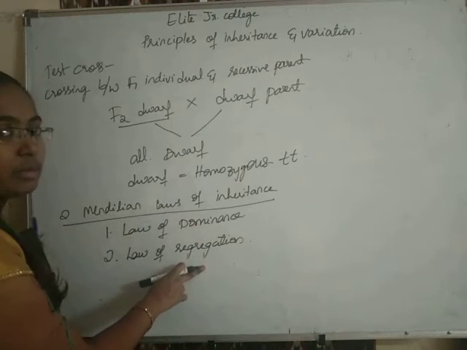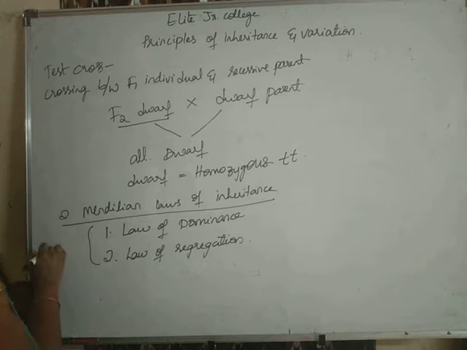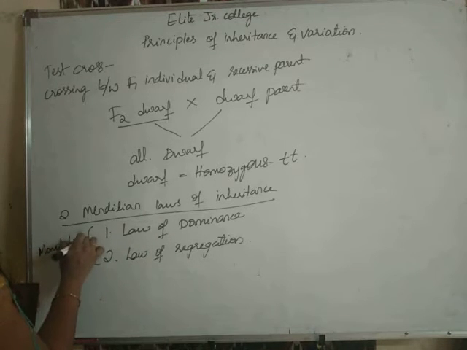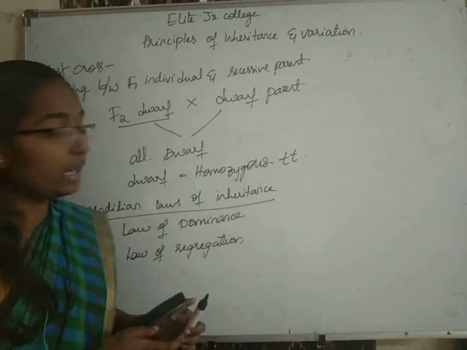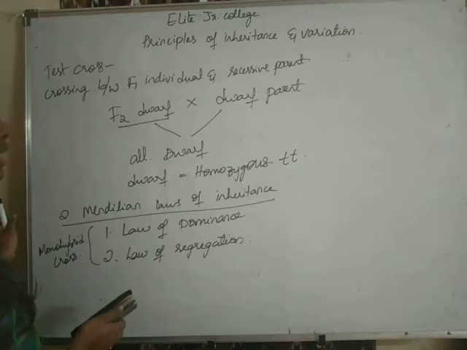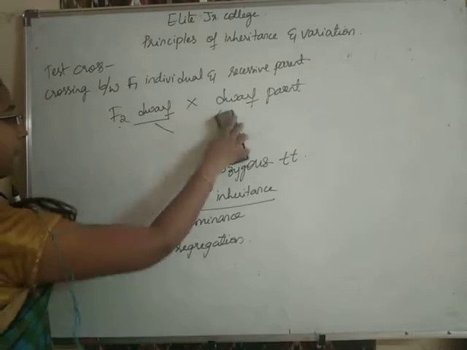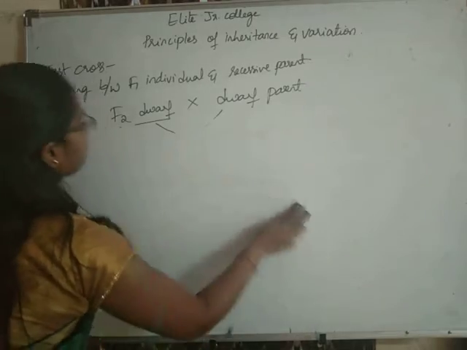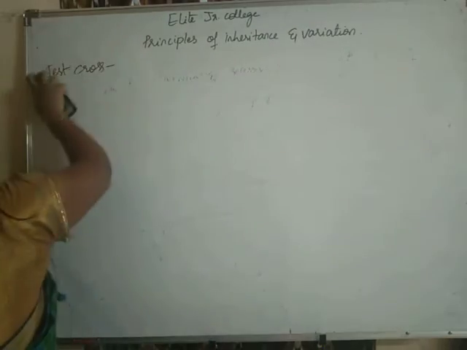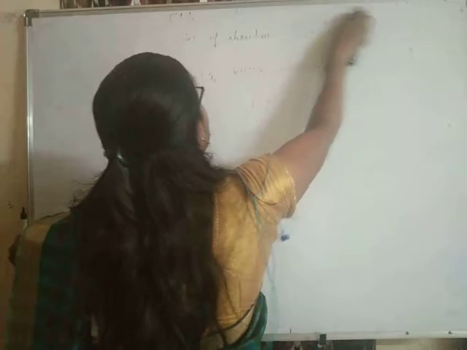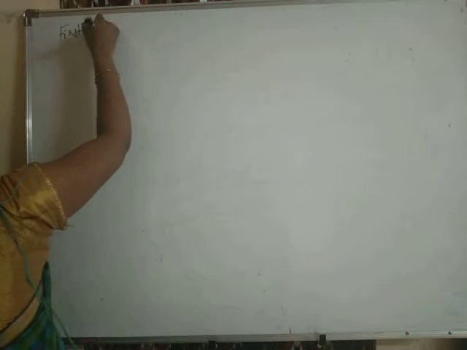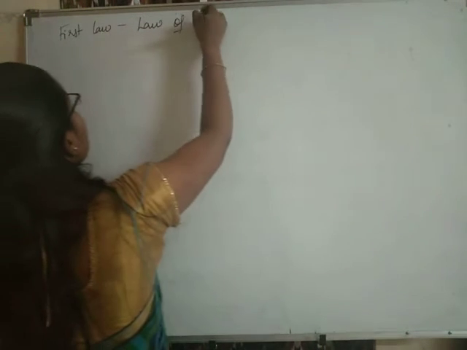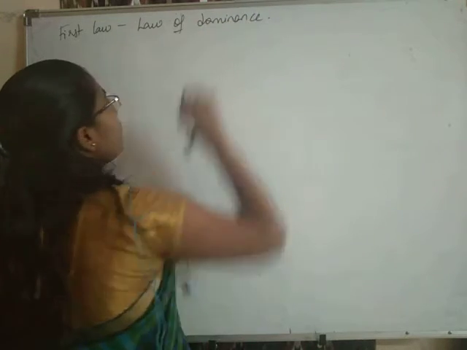These two laws were proposed by Mendel based on the monohybrid cross, where he has taken only a single gene into consideration. Let us now study the law of dominance and the law of segregation. The first law, that is, the law of dominance.